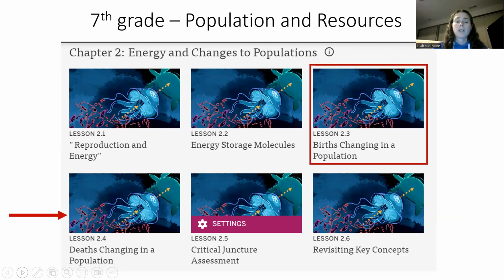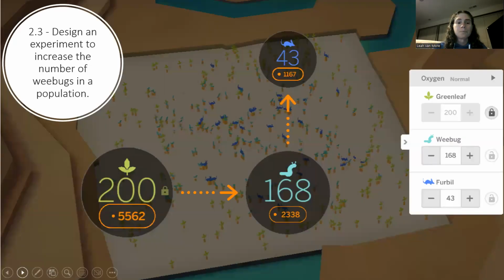So while I'm focusing on this lesson 2.3, I want you to also notice that lesson 2.4 is deaths changing in a population. And that's going to be really important because when I'm tiering my questions, those students who are picking up these concepts faster actually cover lessons 2.3 and 2.4 in one lesson, and then are able to move on to something different while the rest of the class does lesson 2.4. And I'll show you how that's going to work a little later.